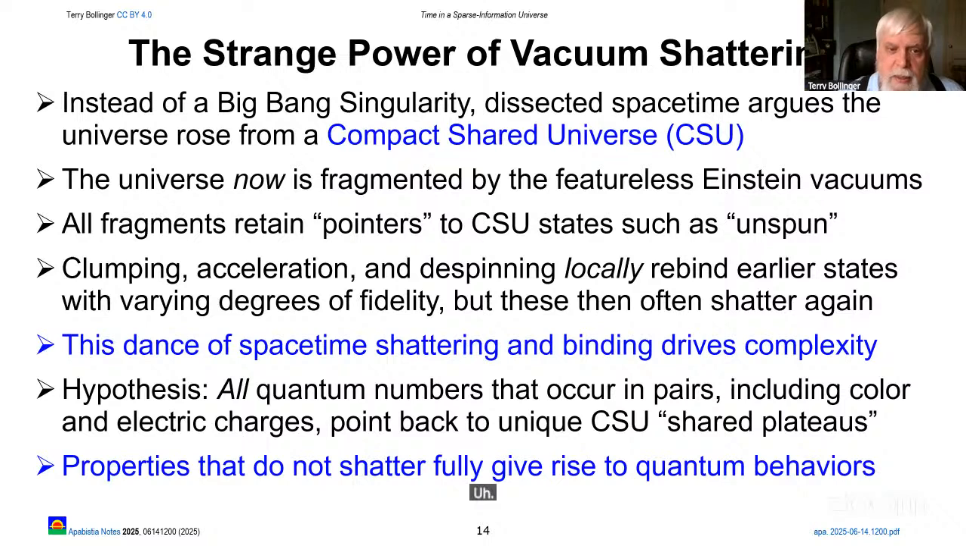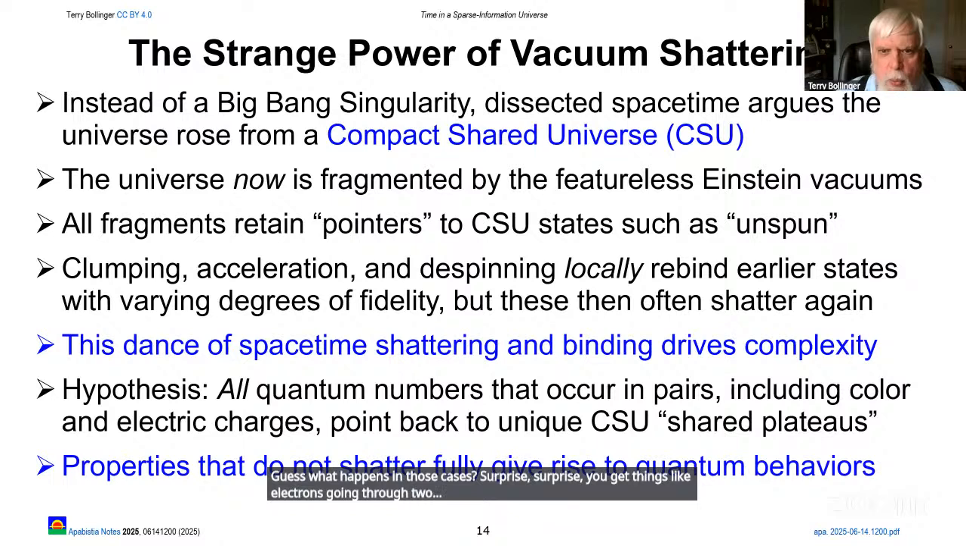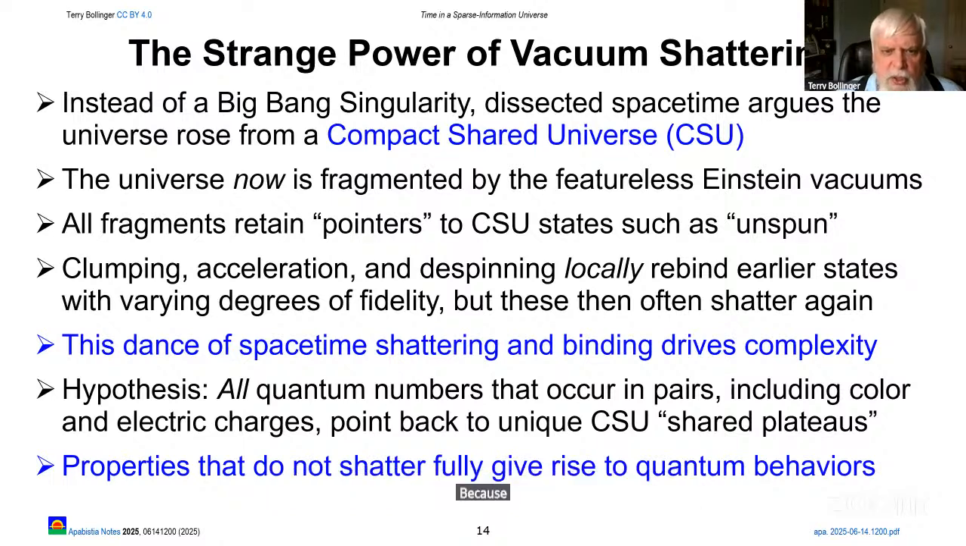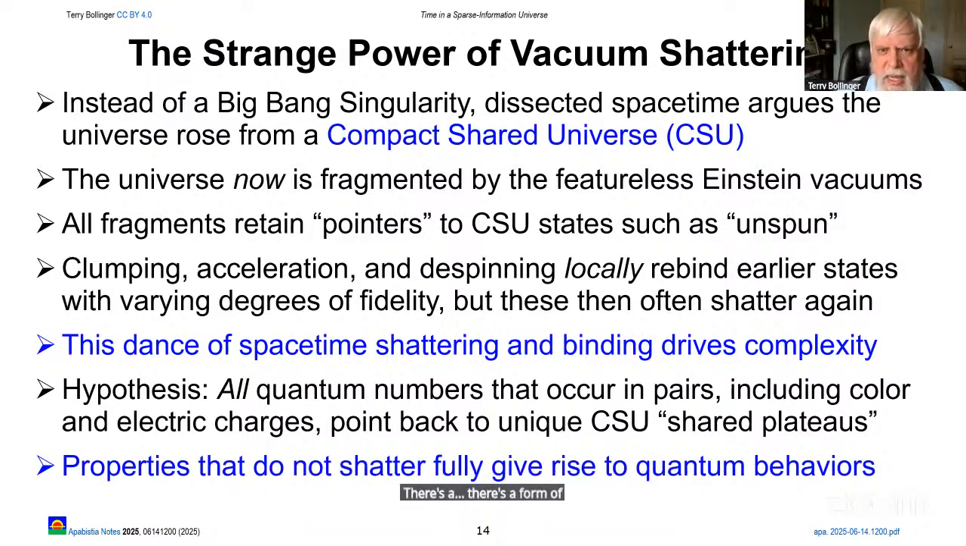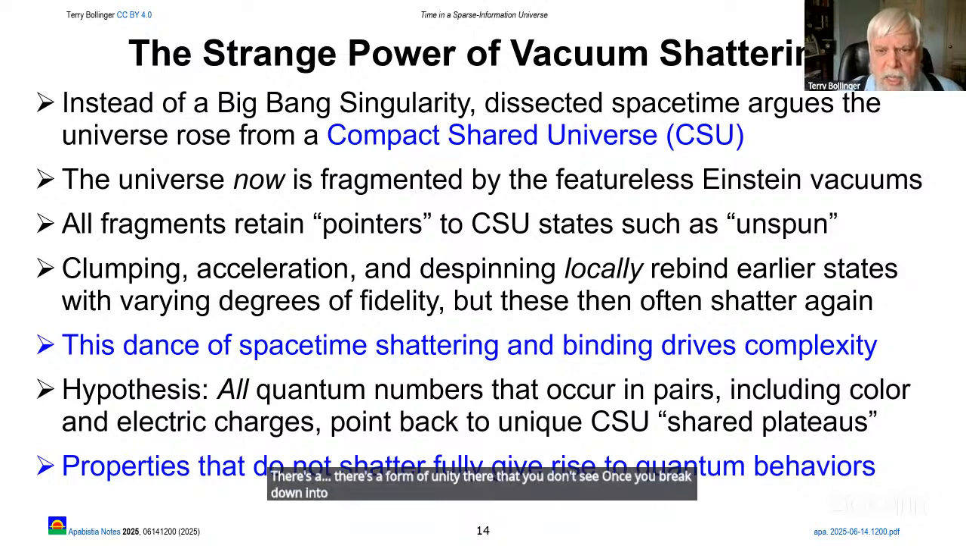Final point in that, some of these properties don't shatter fully. Guess what happens in those cases? Surprise, surprise, you get things like electrons going through two slits at once, because the definition of space and time is a shattered event, one that's broken into these different pieces. But you can still access some of this deeper underlying state where it does not follow those rules. There's a form of unity there that you don't see once you break down into some of these little mesas of a particular definition of space, a particular definition of time.